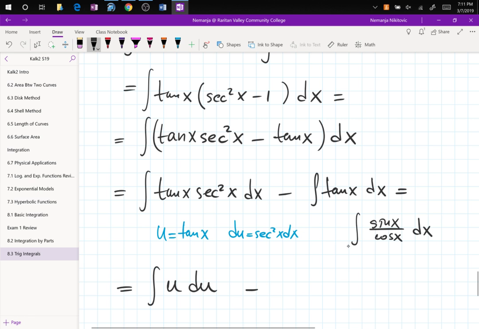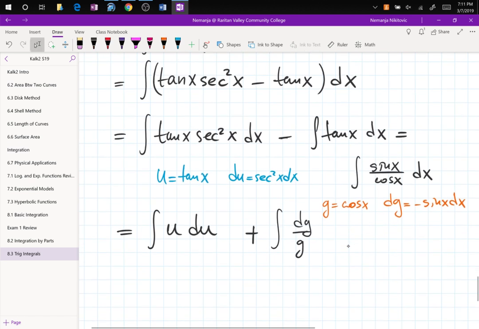So now you still use u sub. Since we already used u for tangent, how about g sub? So g is cosine x, and dg is negative sine x dx. So now the minus from here and the minus from there make a plus, and we get the integral of dg over g. This is going to work out to be ln g at the end.